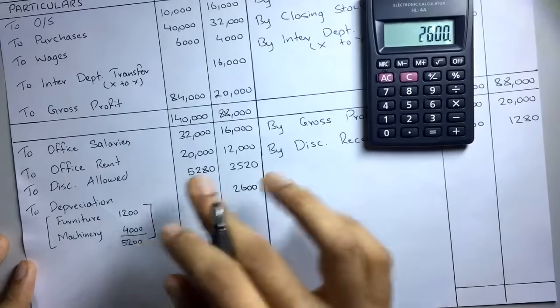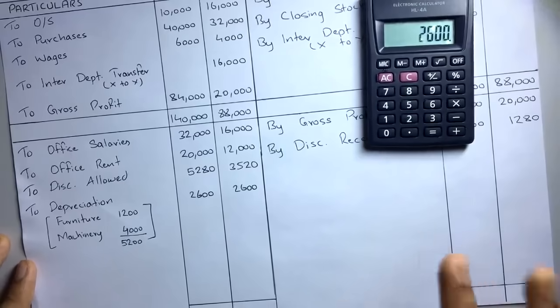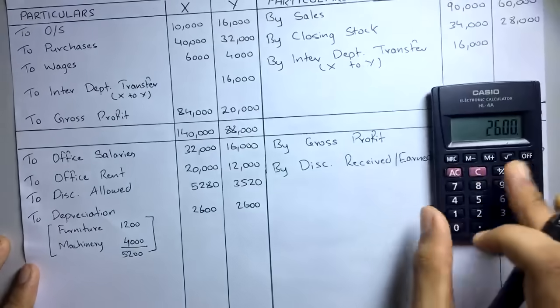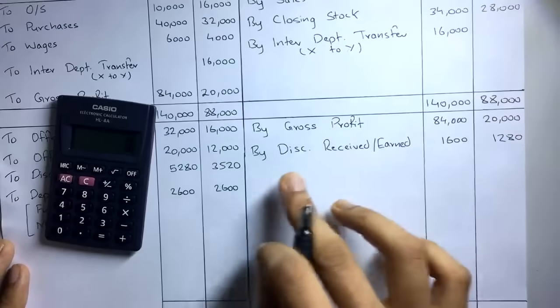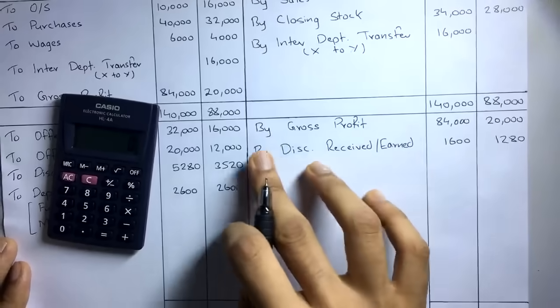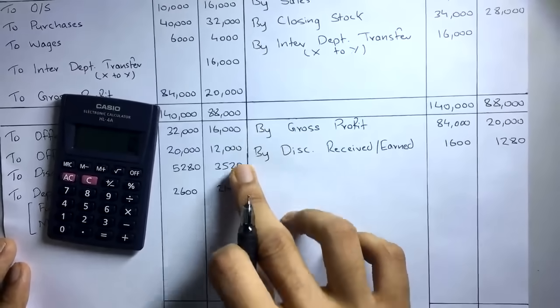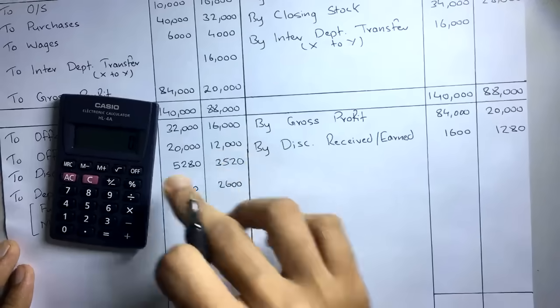All right, so the depreciation is also over. Next, nothing, everything is over. All right, so we are done now. Now we will just find out the balance. So let's see in the Y department, if you see 16,000, 12,000, 3,000, 2,000, here the debit side looks bigger, right?